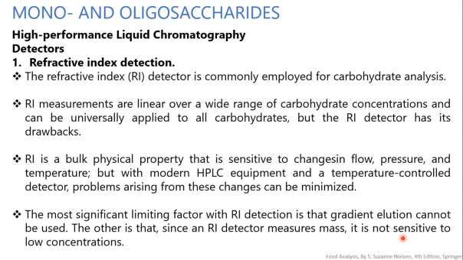So the refractive index detector is commonly employed for carbohydrate analysis. The RI measurements are linear over a wide range of carbohydrate concentrations and can be universally applied to all carbohydrates. But the RI detector has its drawback: RI is a bulk physical property, and it is sensitive to changes in flow, pressure, and temperature. But with modern HPLC equipment and a temperature control detector, problems arising from these changes can be minimized.